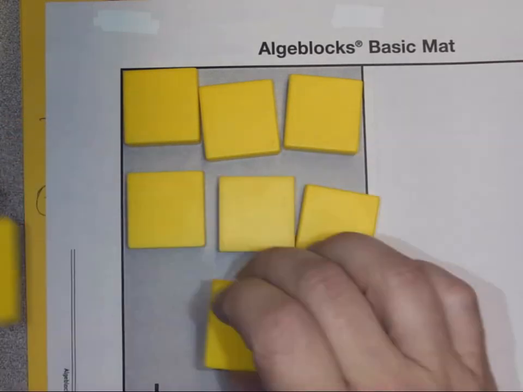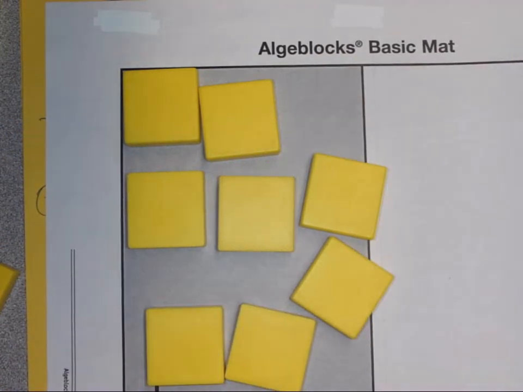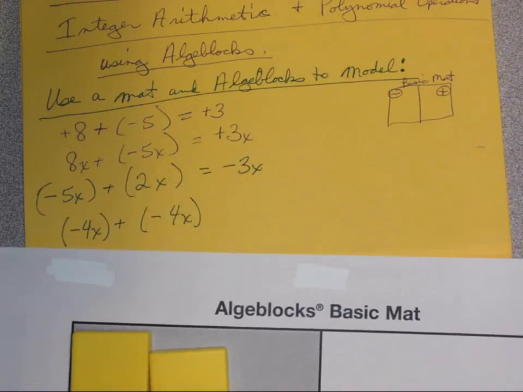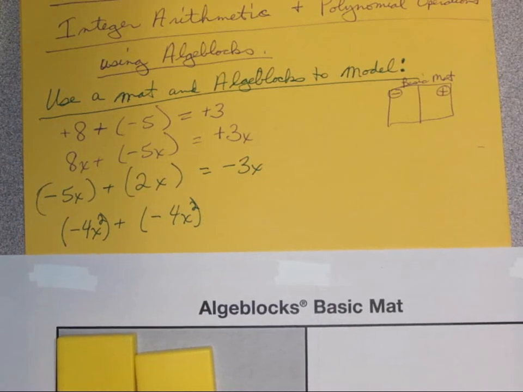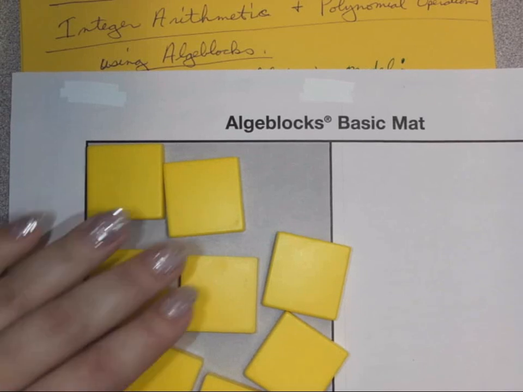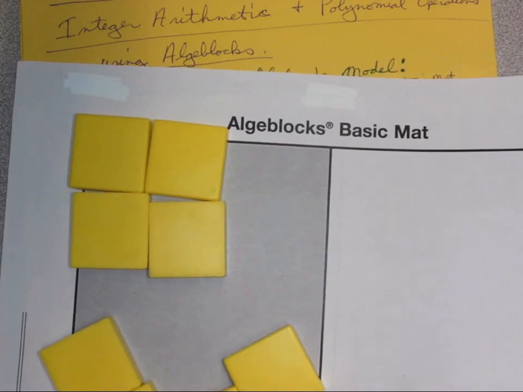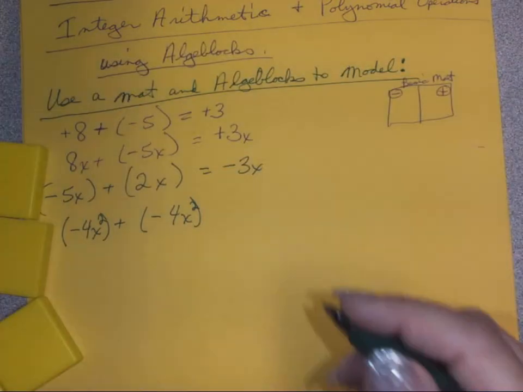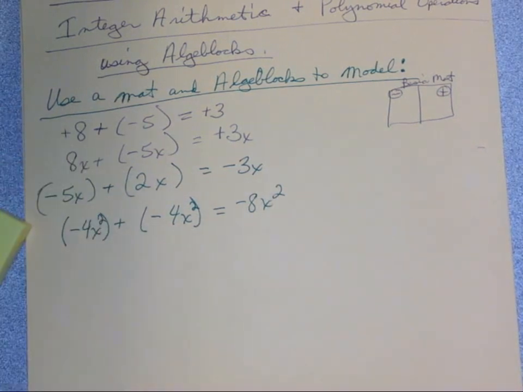Sorry guys, I know that was probably loud. So I'm adding on to the mat 4, and then I'm adding on to the mat 4 more. So I've got what? I said x. I said I was going to do x squares. Sorry. Negative 4x squared plus negative 4x squared. So negative 4x squared I put on, negative 4x squared I put on. Altogether that's negative 8x squared, right? Okay. So that's kind of the adding part.